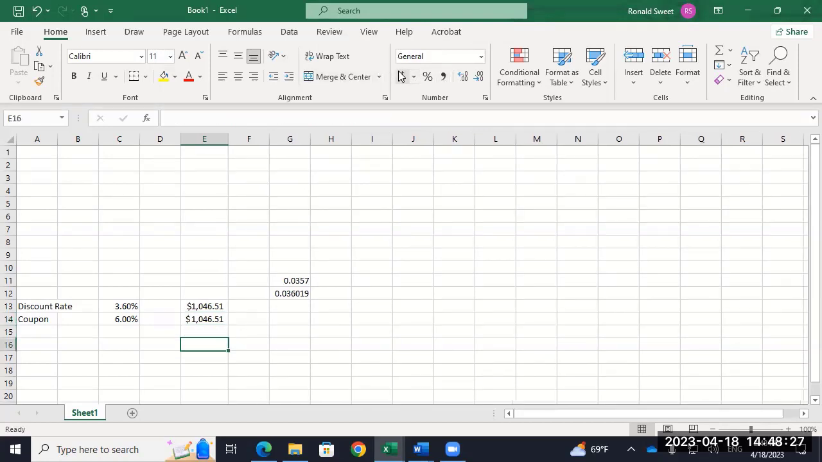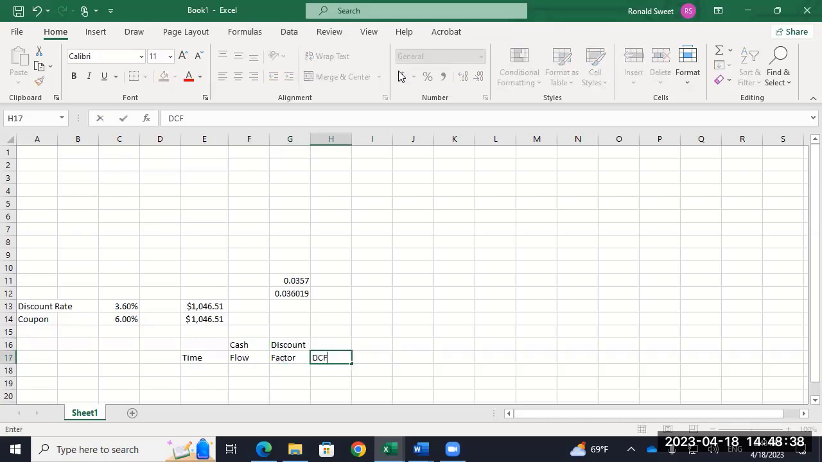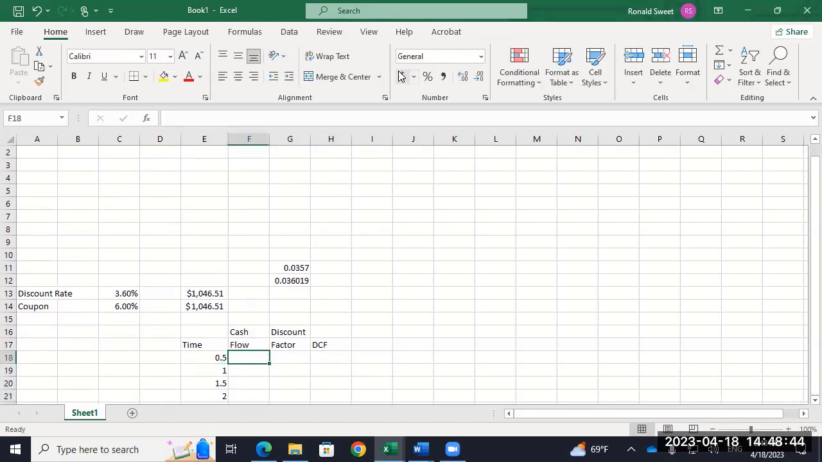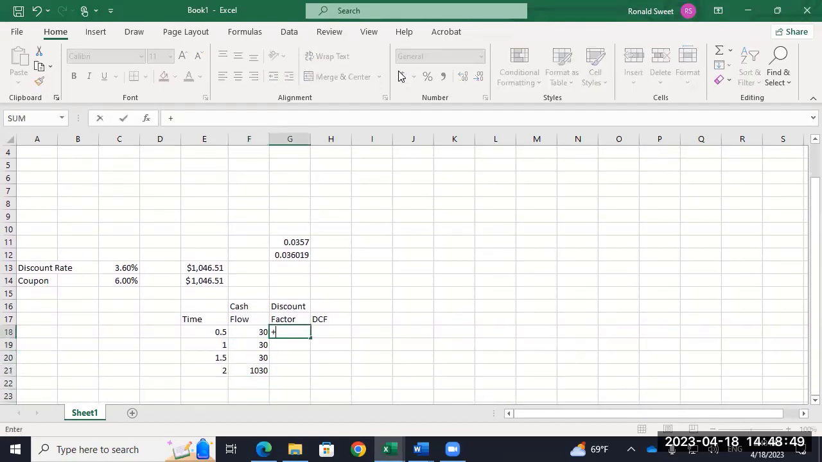So that looks pretty promising, but what you have to do on the exam is time, cash flow, discount factor, and discounted cash flow. So you got to do that. So time is going to be 0.5, 1, 1.5, and 2. Cash flow is going to be 30, 30, 30, 1,030. That makes sense. I remember those. I think most of y'all did that. And then 1 divided by 1 plus the discount rate to the time, and then our discount, and you have to lock in, and then multiply across.